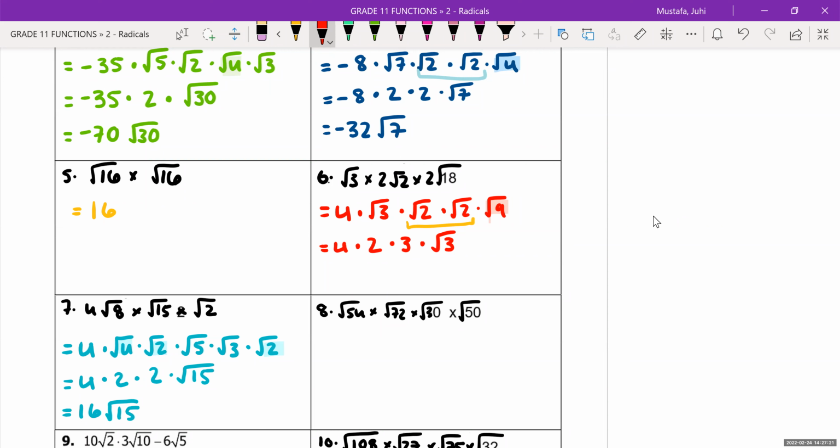So our final answer will just be 4 times 2 is 8. 8 times 3 is 24 root 3.